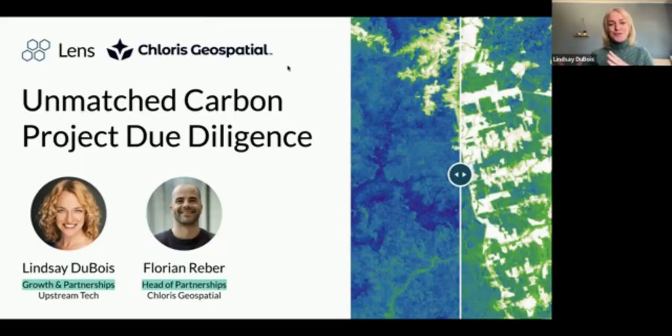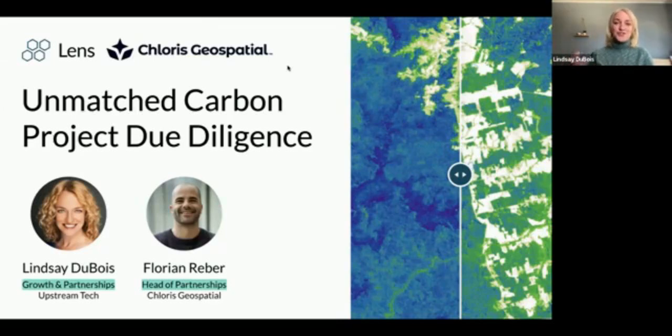Maybe before we jump in, I'll just take a moment to give everyone a really high-level view and some context on what it is we're going to be talking about today. As many of you probably already know, Chloris Geospatial has been a data partner of Upstream Tech for several months now, where you can now access Chloris forest carbon data on Lens, which is Upstream Tech's remote monitoring platform.